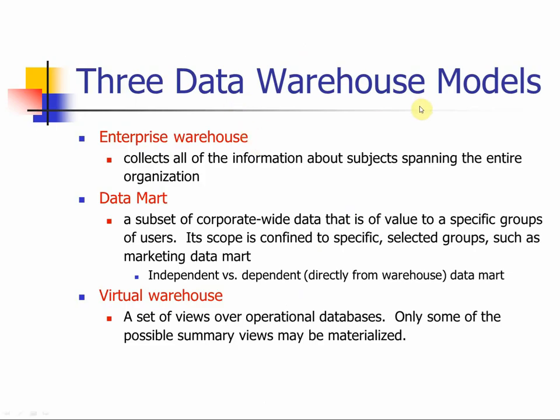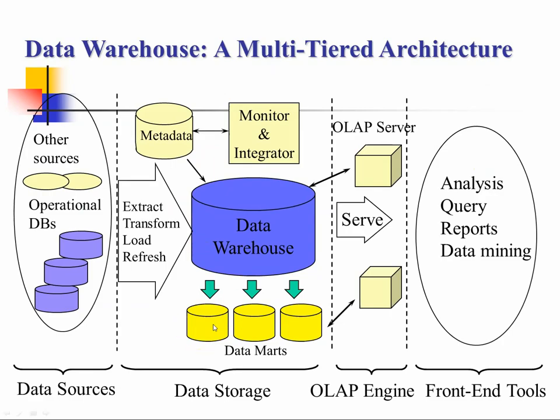So, three data warehouse models. It can be an enterprise data warehouse, which collects all the information about subjects spanning the entire organization. It can also focus on smaller data marts, like we saw in the previous slide. So it can be smaller data marts that you are interested in, or, for us, if we are data analysts, we can probably see one of the data marts.